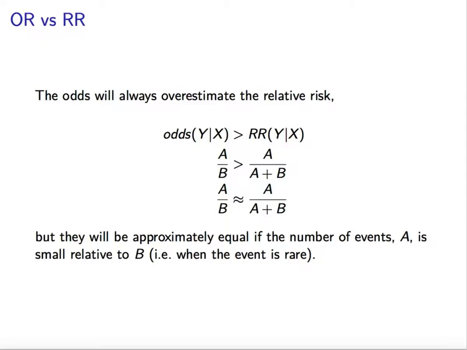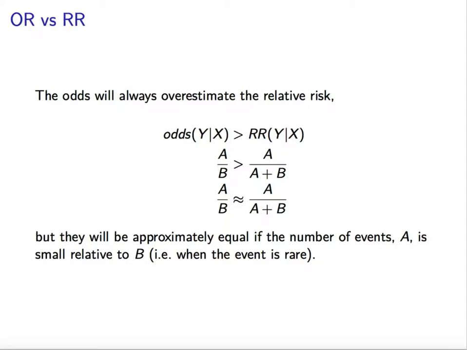So the odds will always overestimate the relative risk because the denominator of the relative risk will always be bigger. The denominator here is b, the denominator here is a plus b. So this is always going to be a smaller denominator, meaning the odds will be greater. However, this bias is going to be negligible when the number of individuals with disease is small compared to the number of individuals without disease.